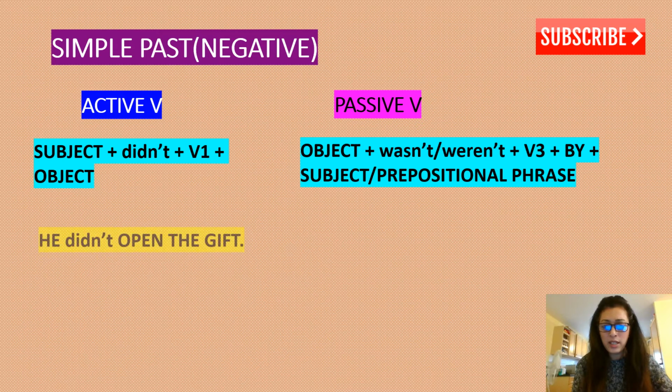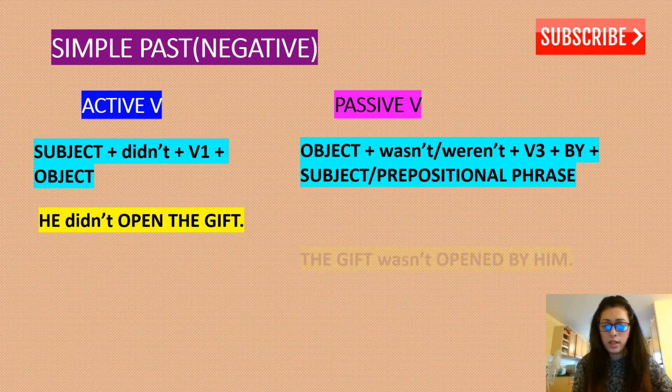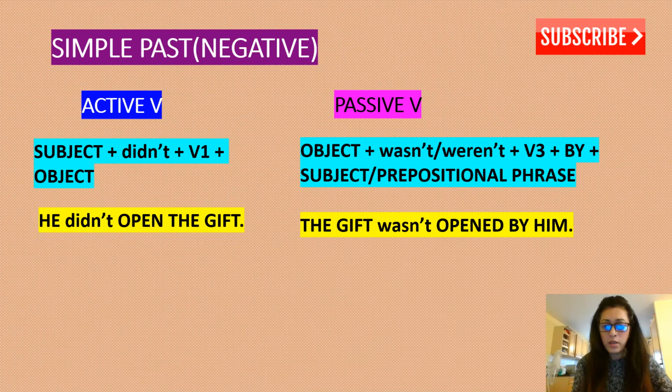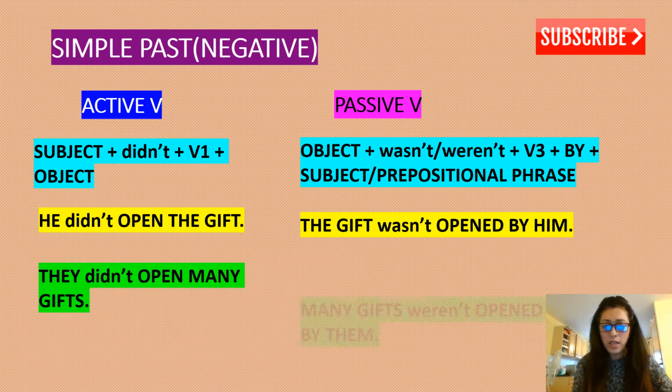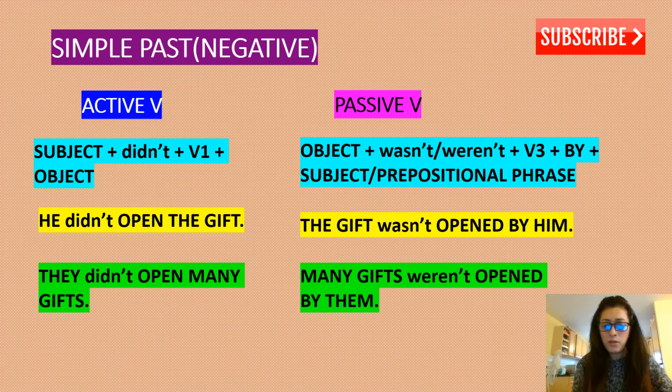The sentence I can take is, he didn't open the gift. The gift wasn't opened by him. They didn't open many gifts. Many gifts weren't opened by them.